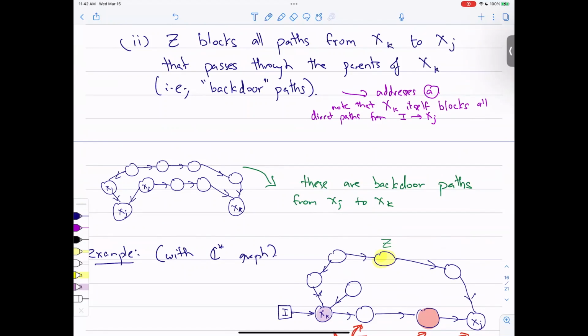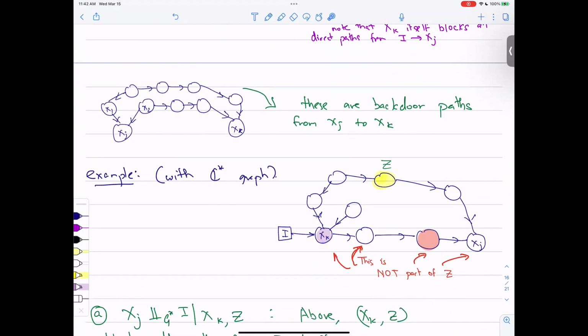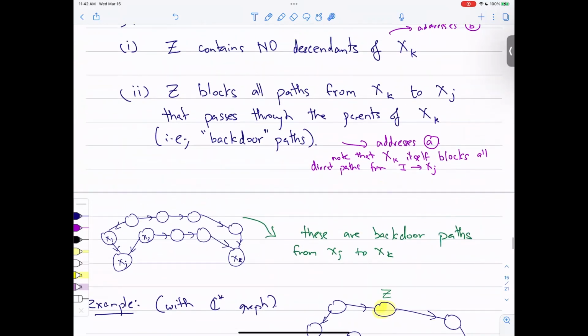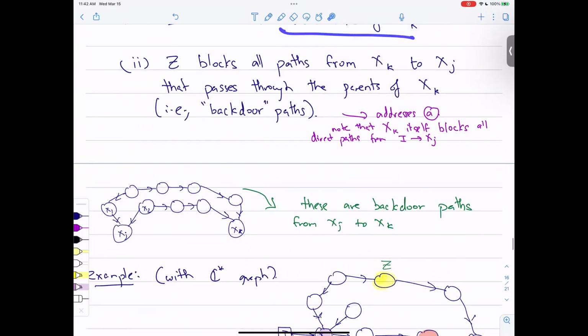Z blocks all backdoor paths. Backdoor paths are those that start from I and go through the parents of xk. That's what is called a backdoor path. So this is a backdoor path here. If there's something else here, that would also be a backdoor path. This is not called a backdoor path. A backdoor path is a path that goes through the parents of xk. Okay. So now two statements: Z contains no descendants and blocks all backdoor paths.